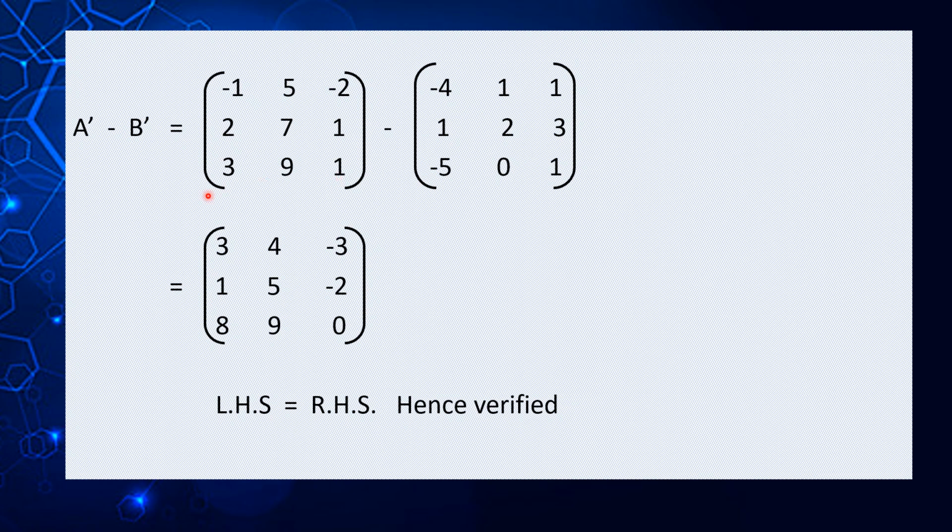So we have found this is the value of A transpose minus B transpose. When we compare this to the value we got in LHS, we would see that it is equal. So we have found that LHS is equal to RHS, hence this is verified.